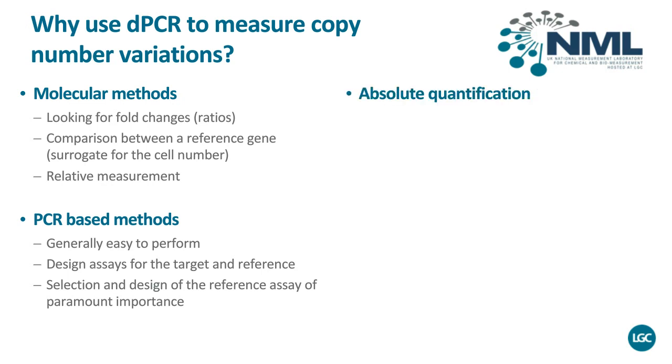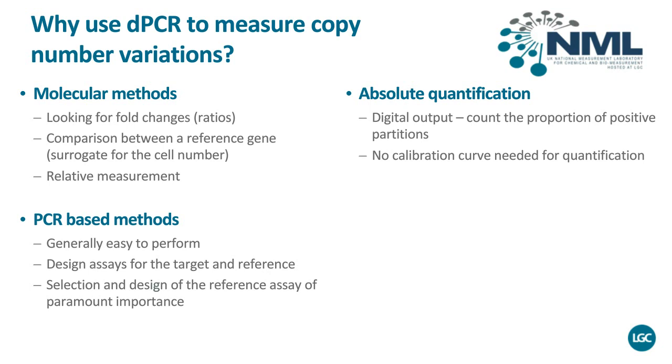So why would we use digital PCR? Well, it gives you an absolute quantification. If you remember back to the cartoon I gave you, we count the number of positive reactions. We don't have to convert a fluorescent output into a copy number, so we don't need that calibration curve in order to get that quantification. We have this lovely digital output. We just count the proportion of positive partitions.